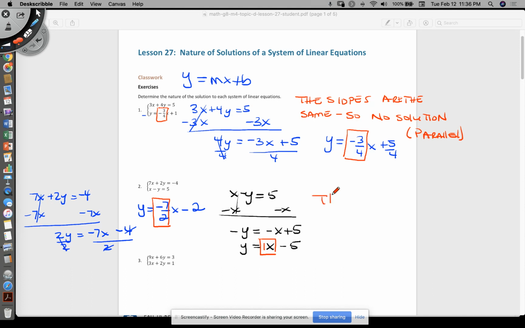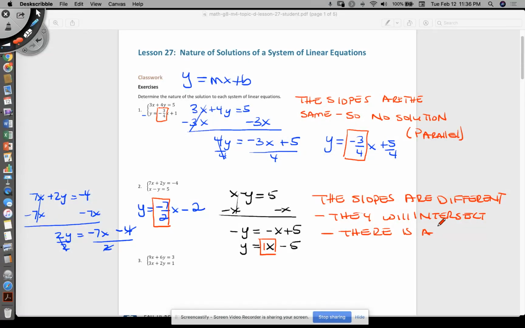So we're going to say the slopes are different. They will intersect. And there is a solution. So once they intersect, that's your solution. All right, let's try 3.